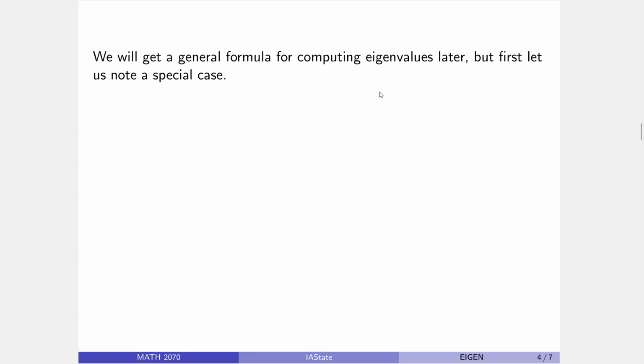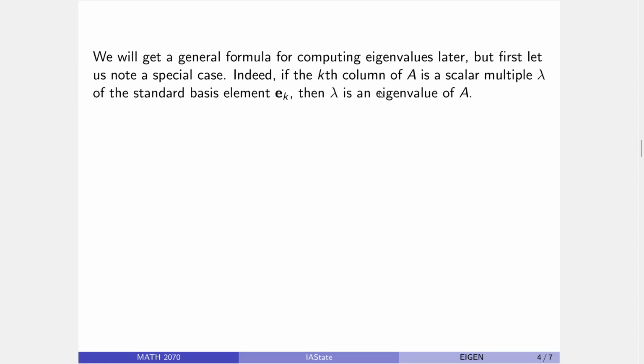Let's get a special case taken care of. As we noted, we're going to get a formula in the next video, but there's a special case that's worth noting because this is a slick one. If the kth column of your matrix just so happens to be a scalar multiple of the kth standard basis element, then you know lambda is an eigenvalue immediately. You don't have to do any work. No effort required.